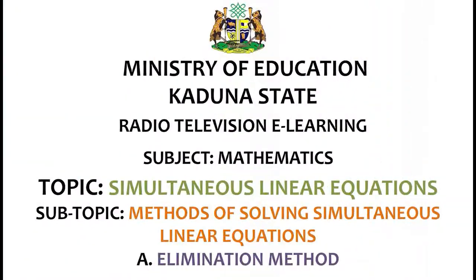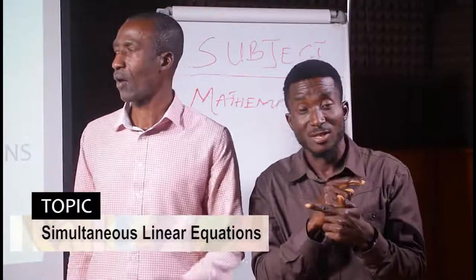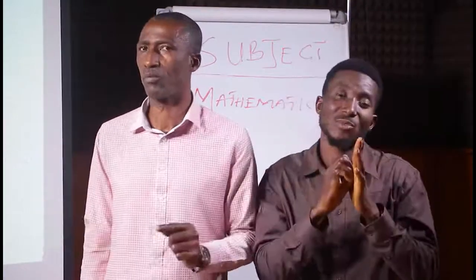We are continuing with the topic, solving simultaneous linear equations. And the subtopic is methods of solving simultaneous linear equations, in which we are considering the first method known as the elimination method, which we have started earlier. Today, by the grace of God, we are going to see example type 4.